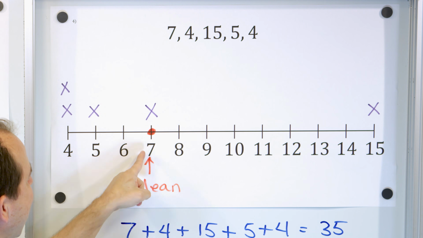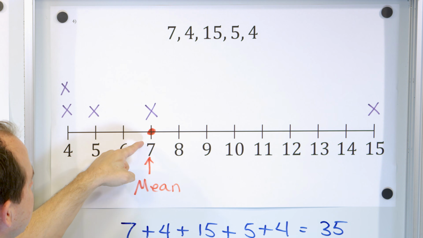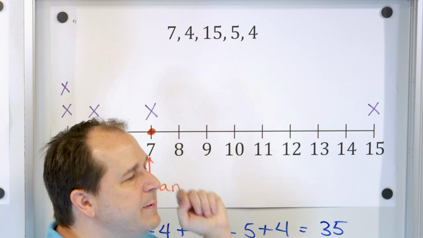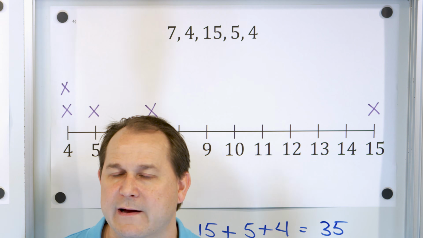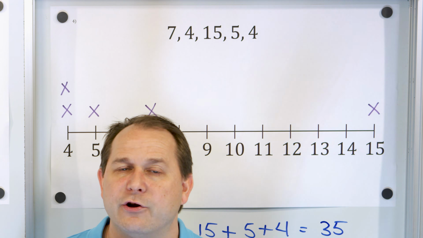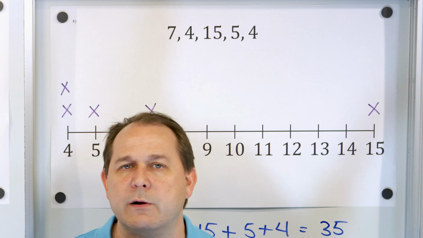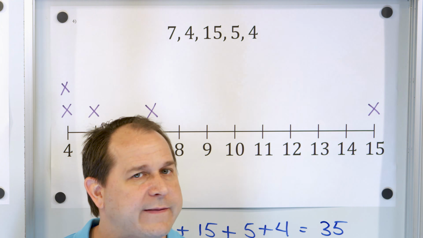But here, the actual average value, or the mean, is a 7, and 7 happens to be one of my data points. So I'm showing you visually that it is often the case that your average value is not one of the numbers in the data set, but it can be. There's nothing wrong with that.